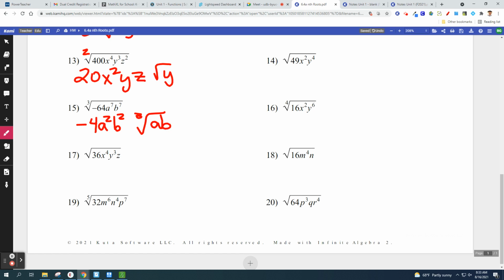Okay. Number 17, square root of 36 is 6. Sometimes people get into the mode of just chopping it in half. And that's not a square root. Square root of 36 is 6, not 18. You've got a root 2. 2 goes into 4 twice. 2 goes into 3 once with a leftover. And 2 goes into 1. No, it doesn't. That's leftover. There's your answer.